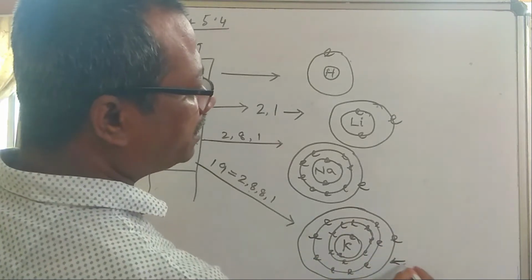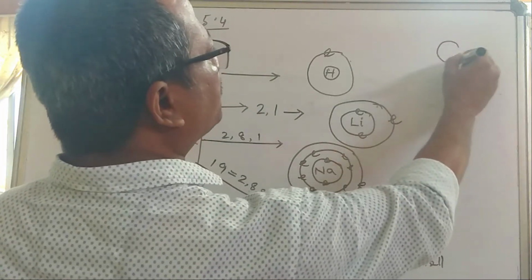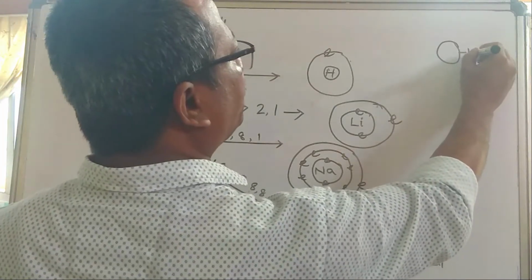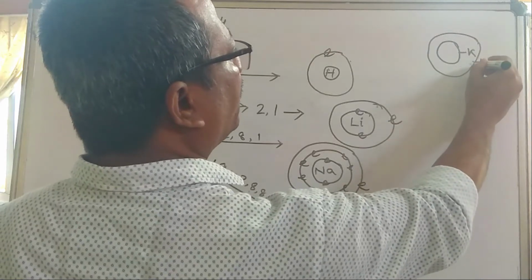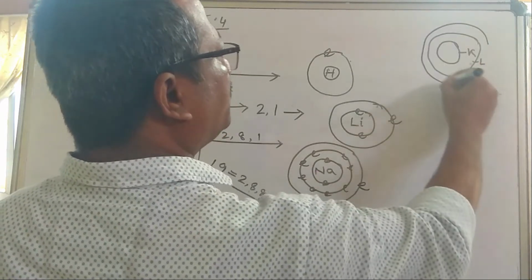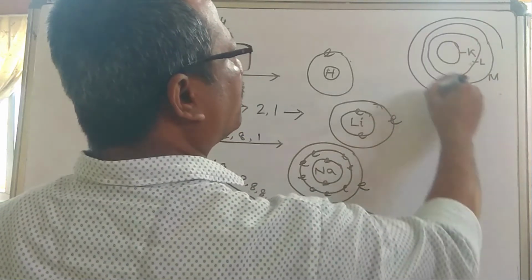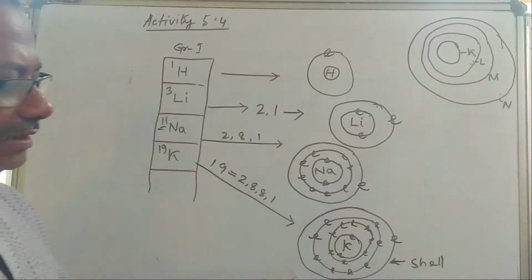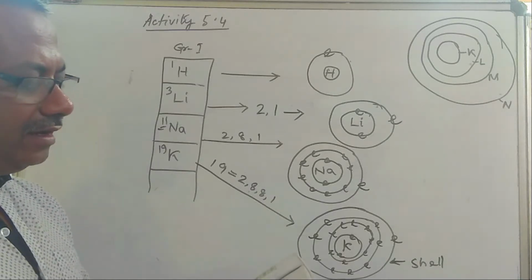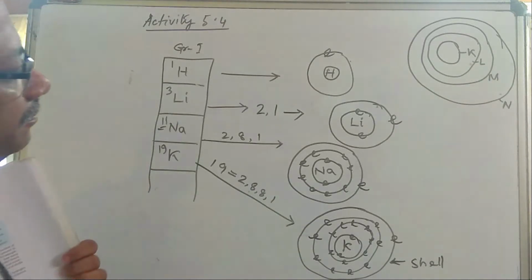These are called shells, S-H-E-L-L. The first shell is known as K, the second shell is called L, the third shell is called M and the fourth is N. What similarity do you find in their electronic configuration? What similarities have we found?